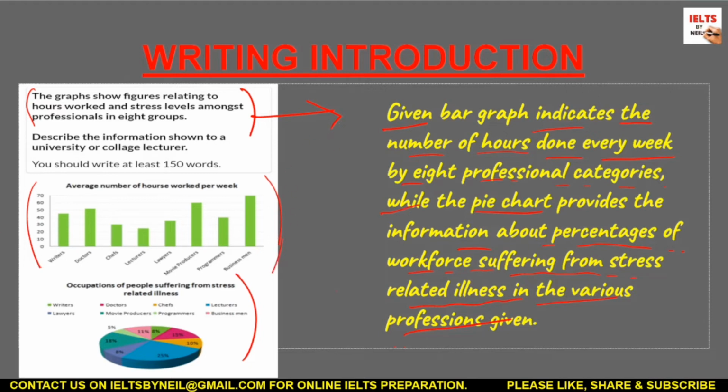Now let's move on to the overall statement. So overall, as I told you, we have to see the main features. For main features, you can look at the highest or lowest, or if something is increasing or decreasing drastically. For this one, if you have a look, the highest number of hours are worked by businessmen, and the lowest number are from lecturers, right? And if you look at the stress level, the highest level of stress was for lecturers and the lowest level of stress was for programmers. Now let's see how the overall statement will look.